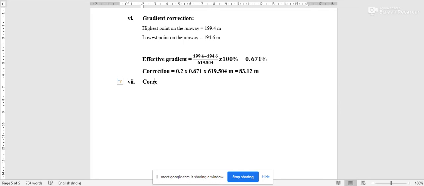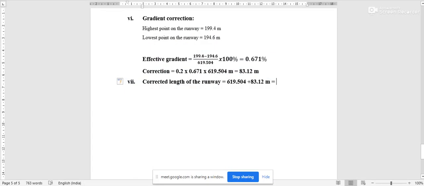And at the next step, you may write down the corrected length of the runway is equals to 619.504 plus 83.12 meter equals to 702.624 meter. This is the final corrected length.